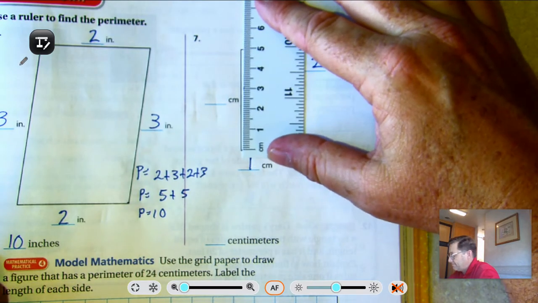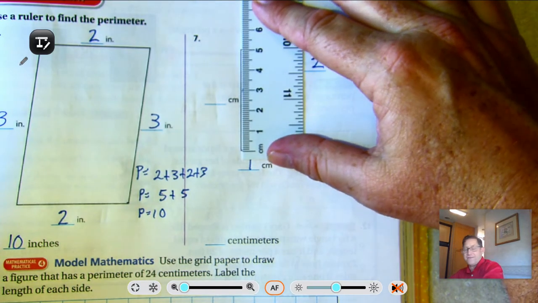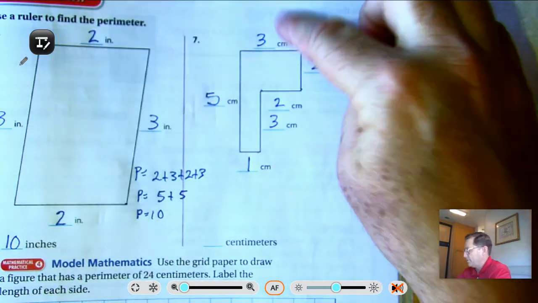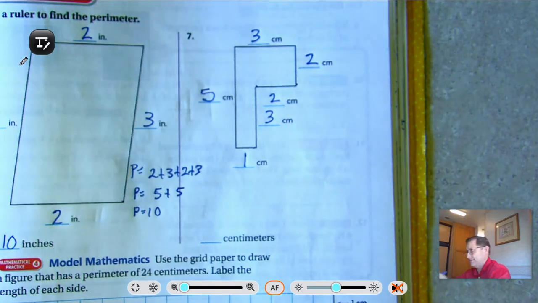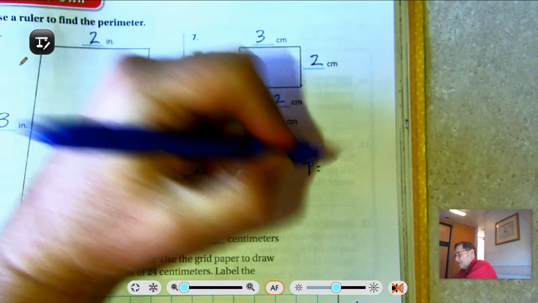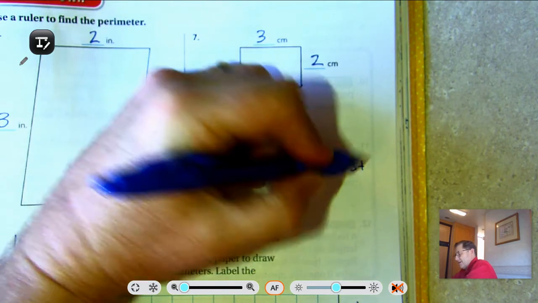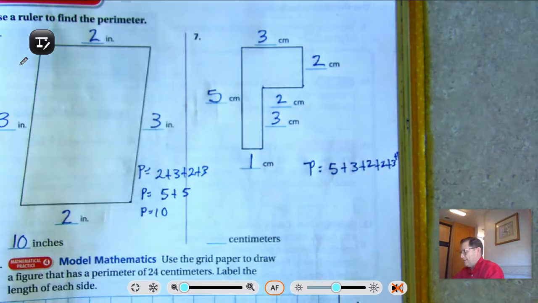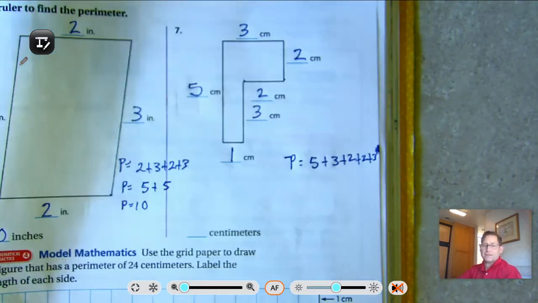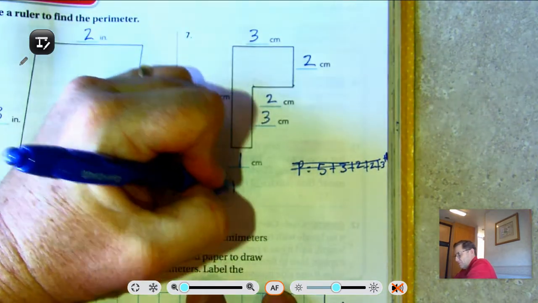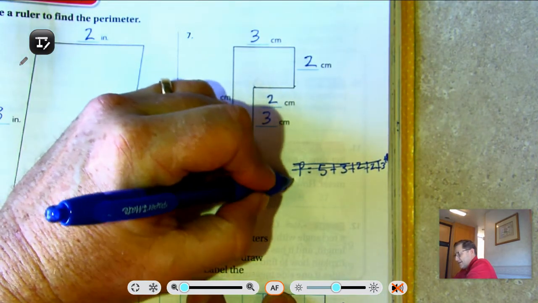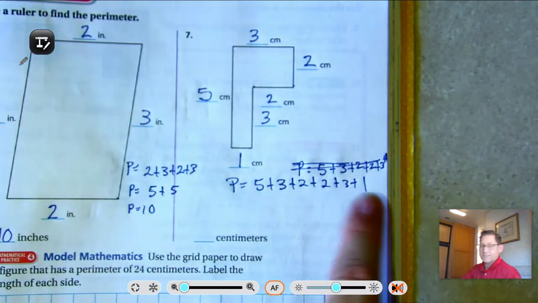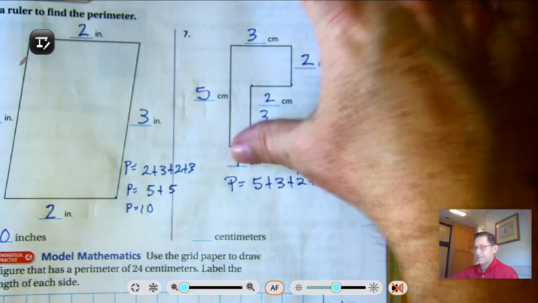And the last side is 5 centimeters. Okay, so we have 1, 2, 3, 4, 5, 6 sides. So we have to add 6 numbers. So perimeter equals 5 plus 3 plus 2 plus 2 plus 3 plus 1. I'm going to rewrite that, give myself more room. 5 plus 3 plus 2 plus 2 plus 3 plus 1. 2, 4, 6 numbers. 1, 2, 3, 4, 5, 6 sides.